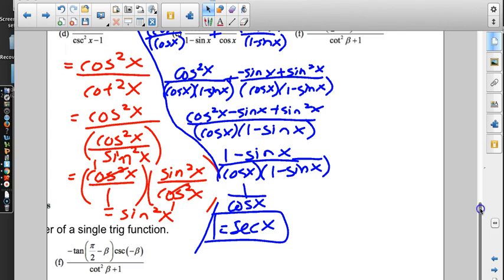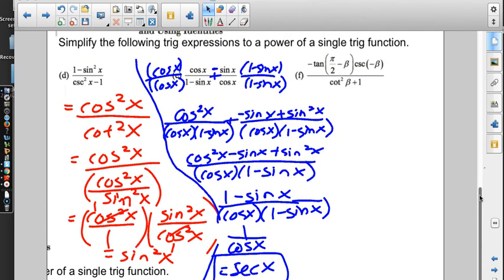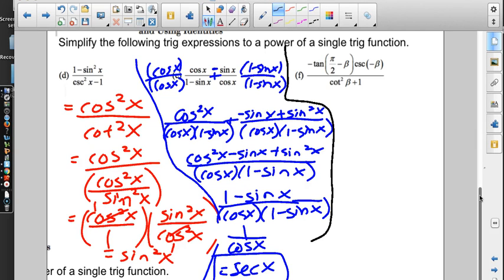Thinking, something to help me here. Come on, identities, give me something. Oh my. Ugh, look at that. Hey, I think that was one of our cofunction identities, though, was it? Tangent of pi over 2 minus beta. What's that supposed to be? Look back if you need to. Cotangent.